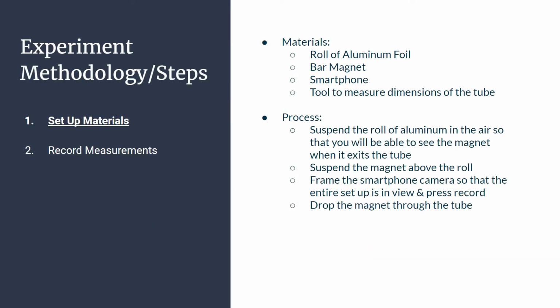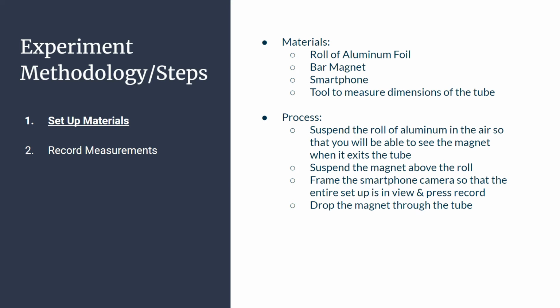To carry out the experiment, we had several materials and a whole set of methodology to carry out. The materials were a roll of aluminum foil, a bar magnet, a smartphone, and a tool to measure the dimensions of the tube. The process was to suspend the roll of aluminum in the air so that you will be able to see the magnet when it exits the tube, and then suspend the magnet above the roll, frame the smartphone camera so that the entire setup is in view, and press record, and then drop the magnet through the tube.